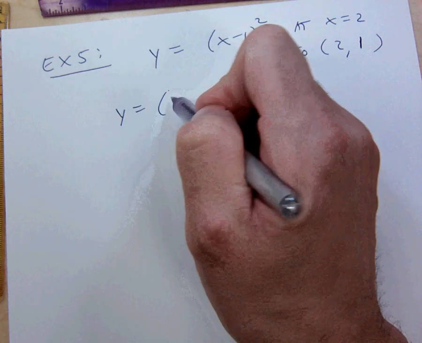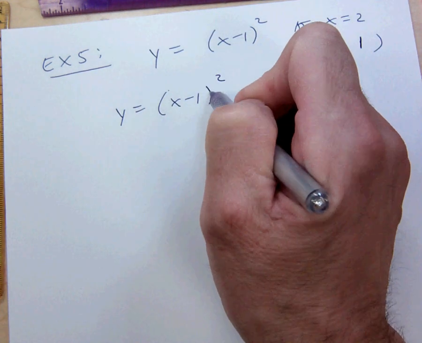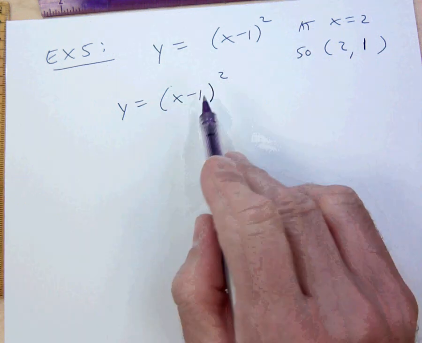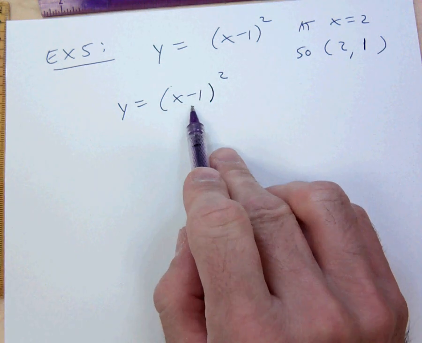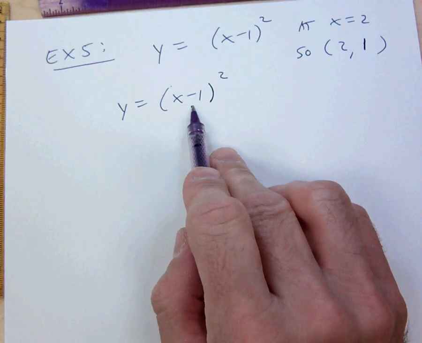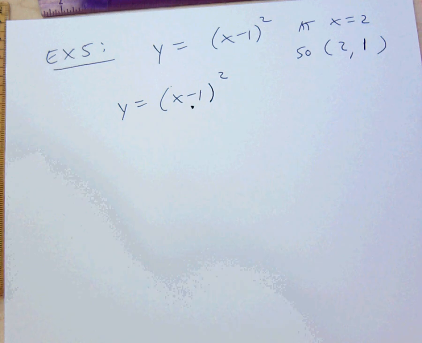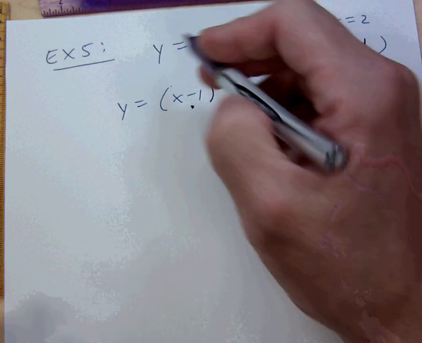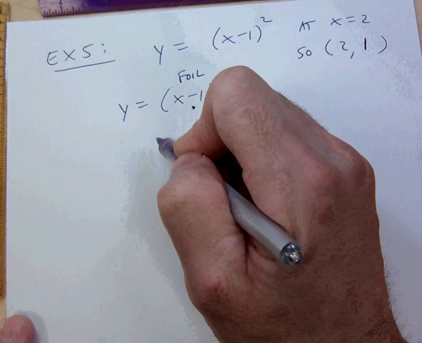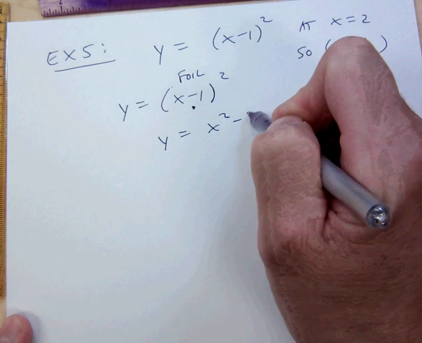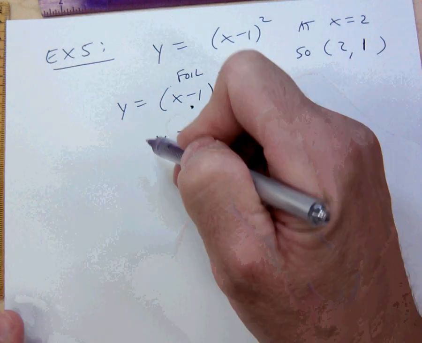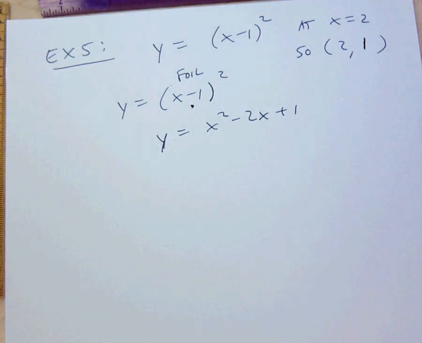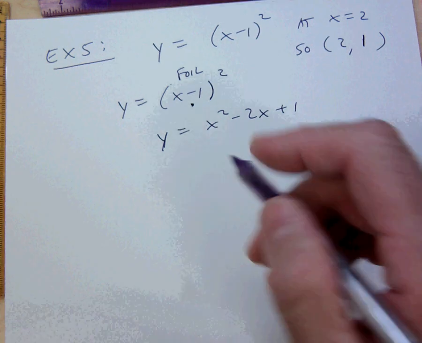How are you going to take the derivative of that? Is that in the form where you can take the derivative? No, it is not. Don't go making up your own rules for that either. So what should I do to that to turn it into something I can take the derivative of? FOIL. So what do I get when I FOIL? X squared minus 2x plus 1, right? Now I can take the derivative. Agreed? Okay, so here we go.